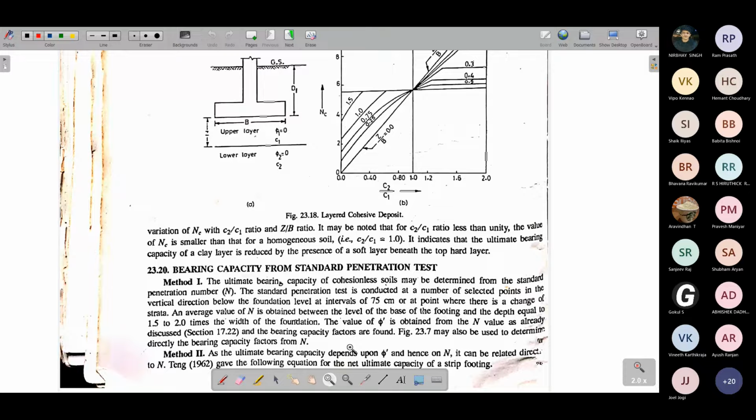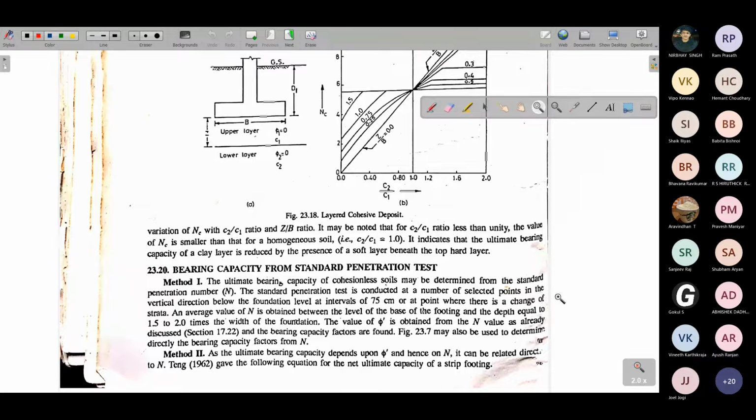From the SPT, if you have N values, there are so many correlations available with the N values. Using the N value, we can find the phi, the internal angle of friction, and so on. It is self-explanatory, whatever is given here. So one method would be to find the bearing capacity by using SPT. N values we have already studied.